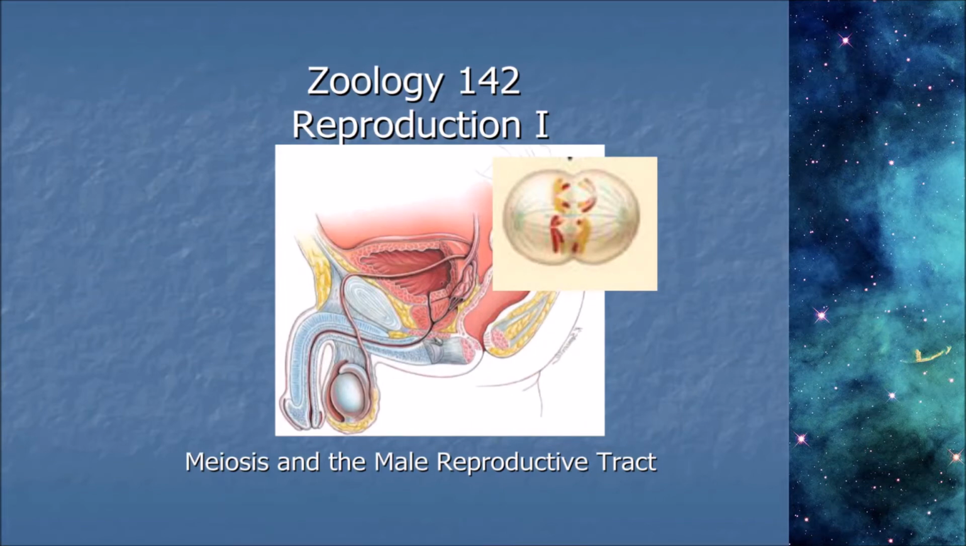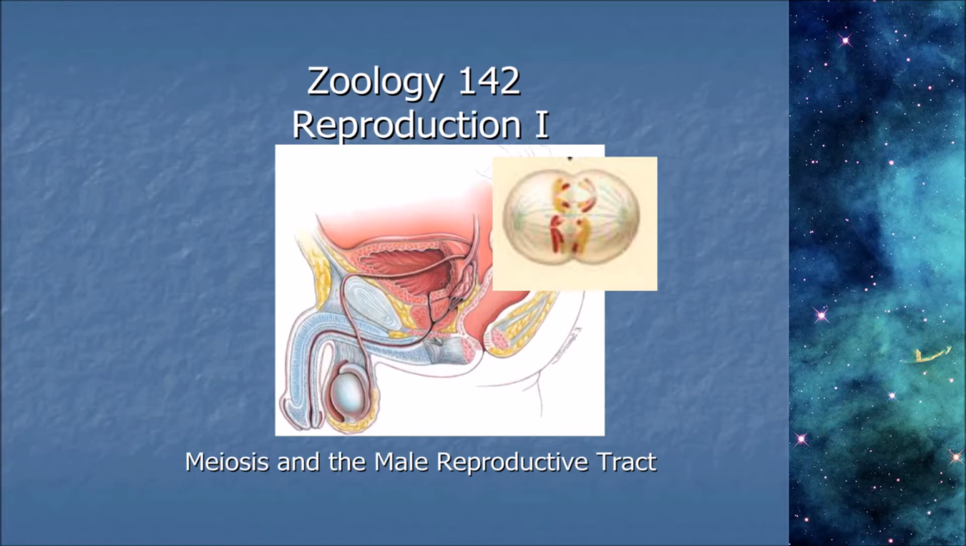Today we're going to start talking about meiosis and also talking about the male reproductive system, mainly because of the two reproductive systems, the male reproductive system is the simplest. So after you complete today's lecture, you should understand the difference between mitosis and meiosis.